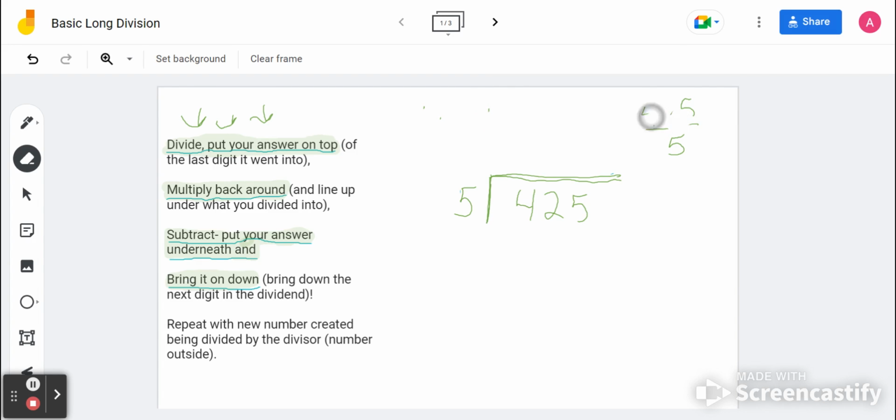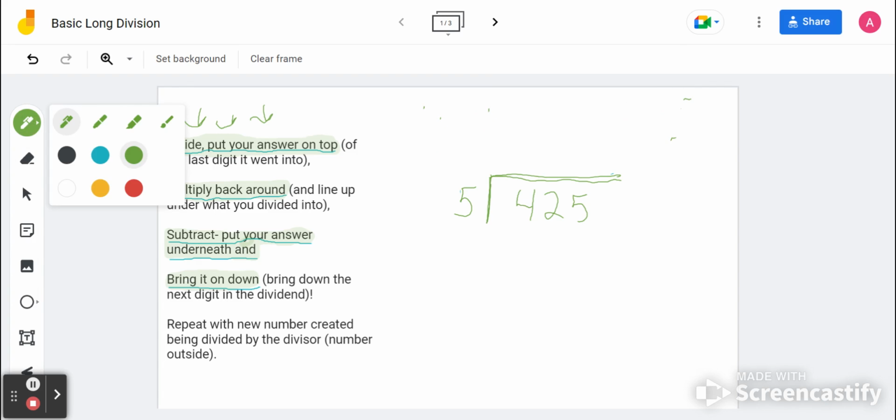So when we start our steps or our song, it says divide, put your answer on top. Now, assuming this is our first time tackling this type of subject, when we divide, we're going to see how many 5s are in 4. That's our first step. We start with our first digit. So how many 5s are in 4? Well, here's 4. There are no 5s. So the answer is 0. So put your answer on top of the digit that it's going into. Since the 5 is not going into the 4 in this case, you put the 0 above the 4. As we get better, sometimes people learn to skip this step, but we're not going to skip it this time around.